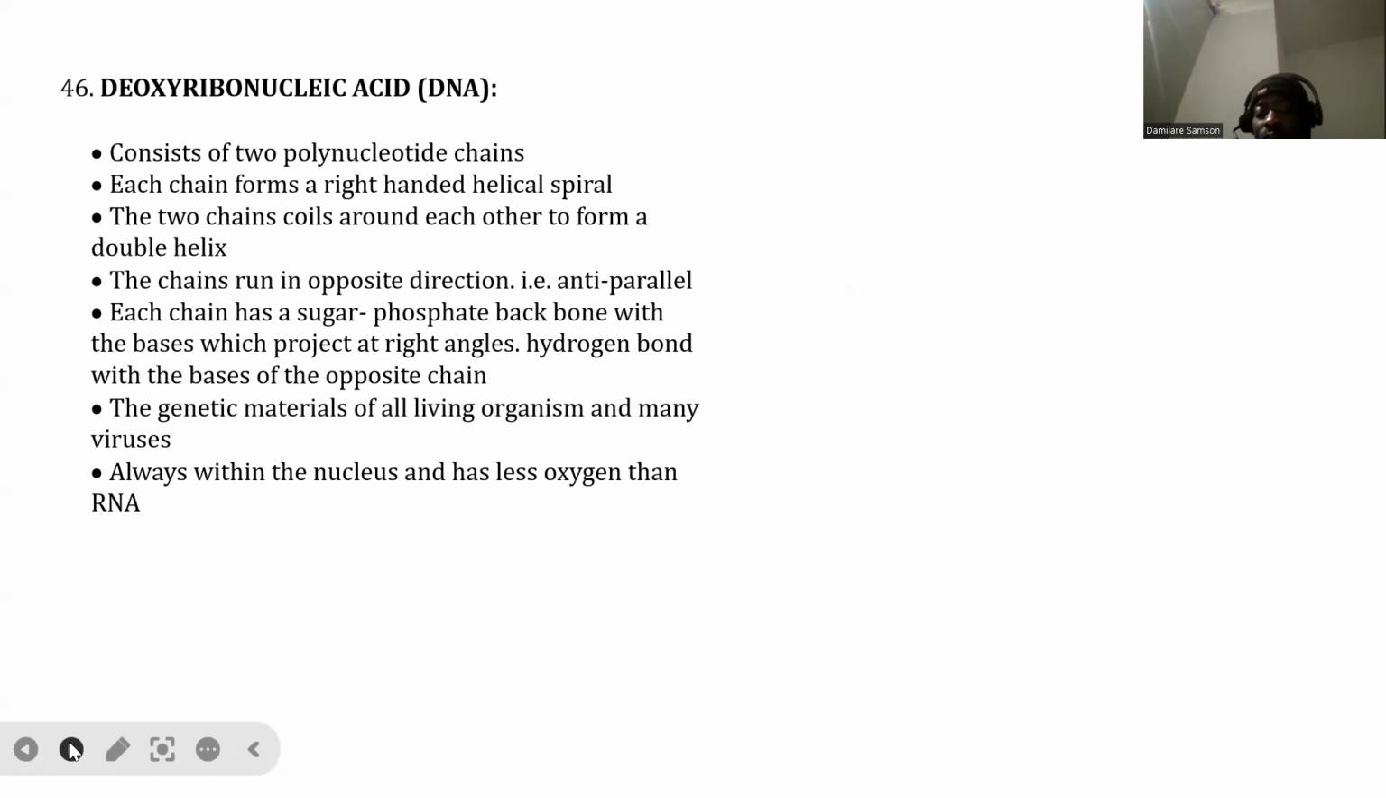DNA is the genetic material of all living organisms and many viruses. All living organisms, even viruses, have DNA. It is always within the nucleus and has less oxygen than RNA. So it has lower oxygen than RNA. Like I said, DNA and RNA, we'll talk more about them after genetics.